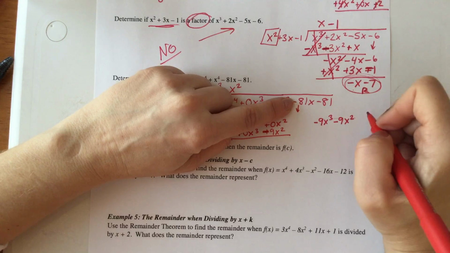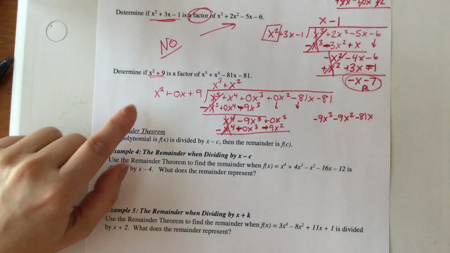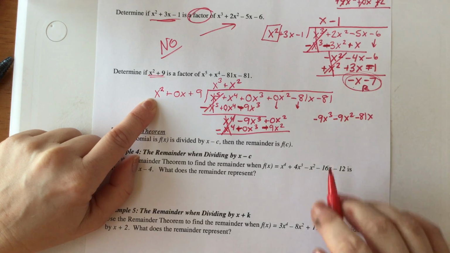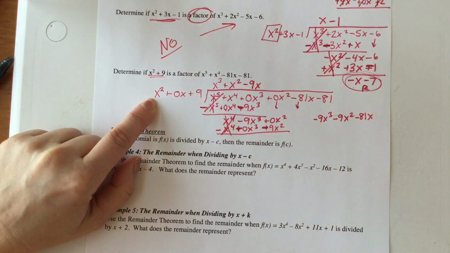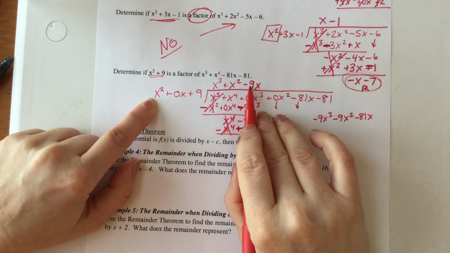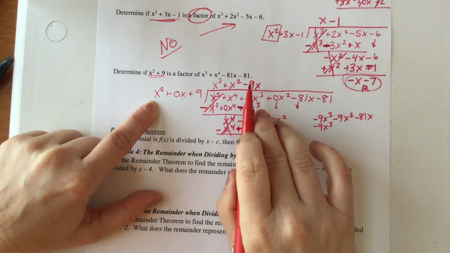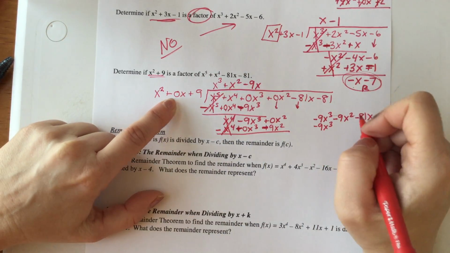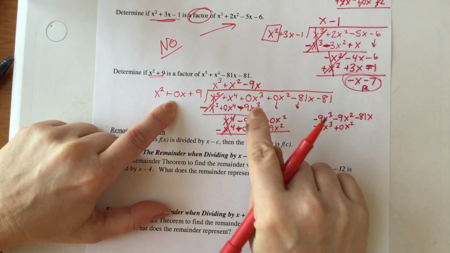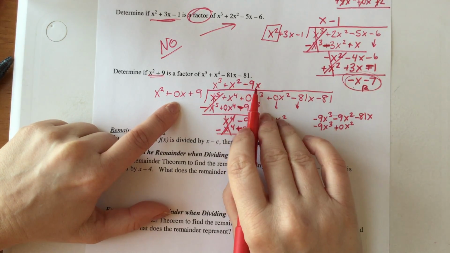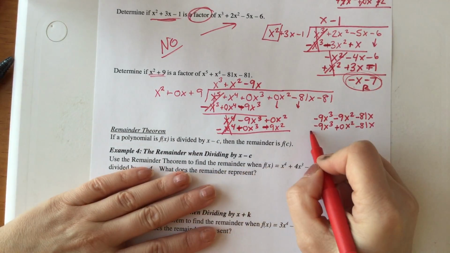Carry down the next term, which is my single variable, negative 81x. Start again. To turn 9x squared into negative 9x cubed, what do you need? You need a negative 9 and you need another x. Negative 9x times x squared is negative 9x cubed. Negative 9x times 0x is 0, but there would be 2 x's. Negative 9x times 9 is negative 81x.